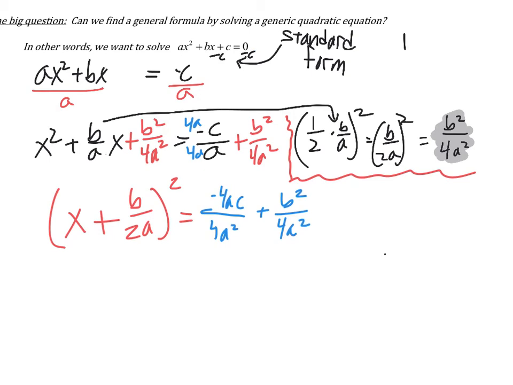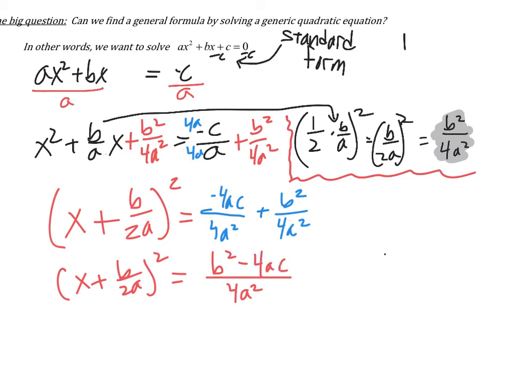Now I have a common denominator, so we can simplify those. That leaves us with x plus b over 2a squared. And then we got a denominator of 4a squared. We're going to go ahead and add these fractions. And we've got negative 4ac plus b squared, or let's put the b squared in front. That's the same as b squared minus 4ac. Just adding those two numerators there.